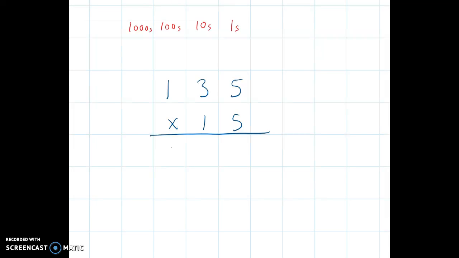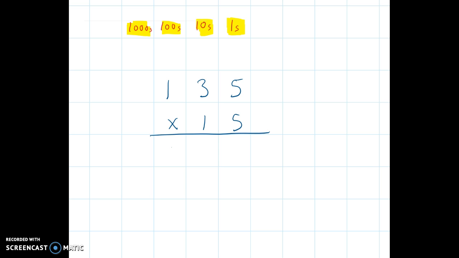Alright, I'm going to take 135 and I'm going to multiply it by 15. If you notice up here, I've actually put the place values in so you can see. There's the ones column, here's the tens column, here's the hundreds column, and here's the thousands column. Alright, so that's 135 times 15.